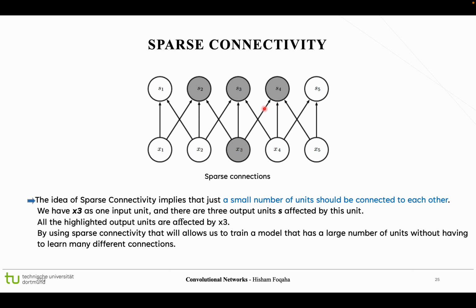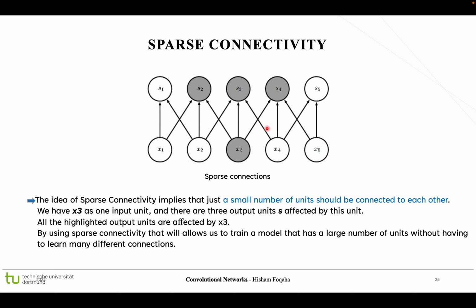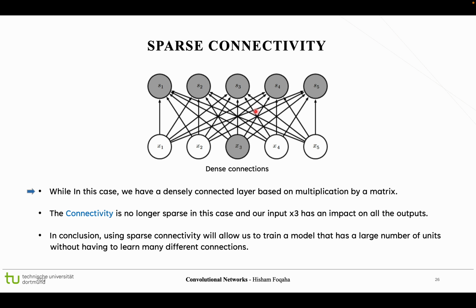By using sparse connectivity, we can train a model that has a large number of units without having to learn many different connections. Or we have something else, which is called dense connections. In this case we have densely connected layers. Here you can see they are not like this, they are not dense, they are sparse. These are connected layers based on multiplication by a matrix.